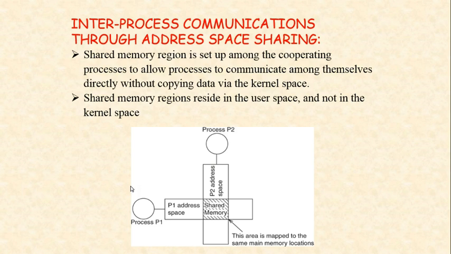Interprocess communication through address space sharing. In this, a shared memory region is set up among the cooperating processes to allow them to communicate among themselves directly without copying data from the kernel space. Here, the shared memory region resides in the user space and not in the kernel space. From the figure, we can see that there is a common shared memory between the processes P1 and P2.